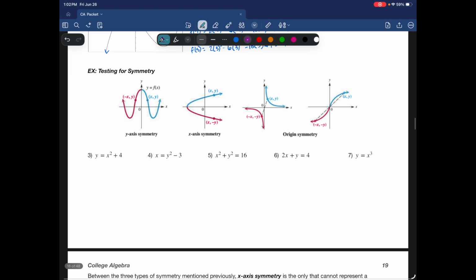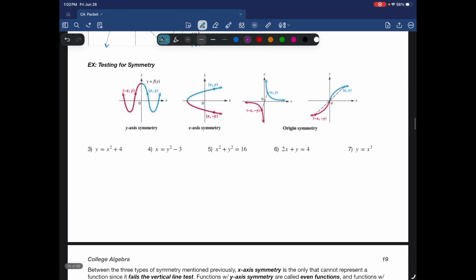All right. Another thing that we can talk about when it comes to graphs is symmetry. So if I can fold a graph over itself across the y-axis, let me rephrase. If I can fold a graph across the y-axis and it falls back on itself, then it has y-axis symmetry. If I can fold a graph over the x-axis and it falls on itself, then that is x-axis symmetry.